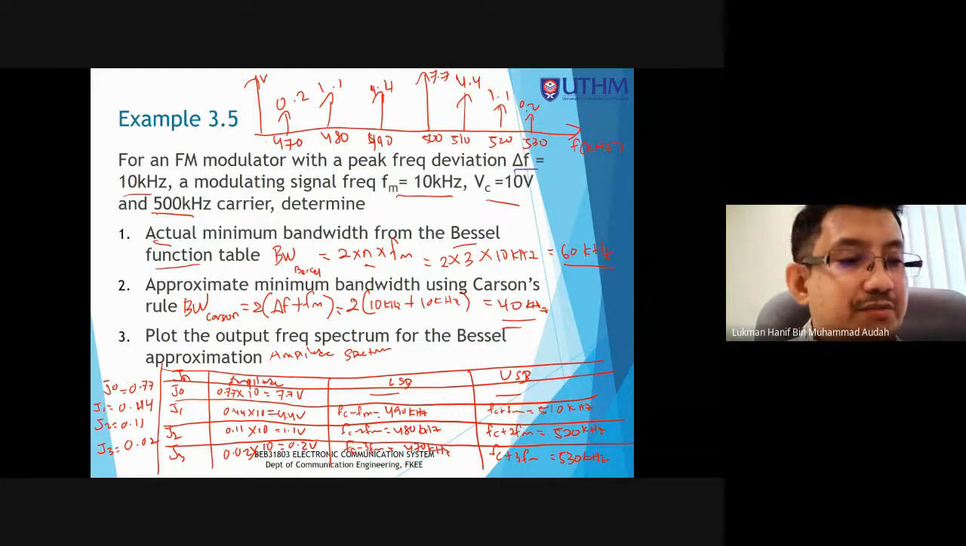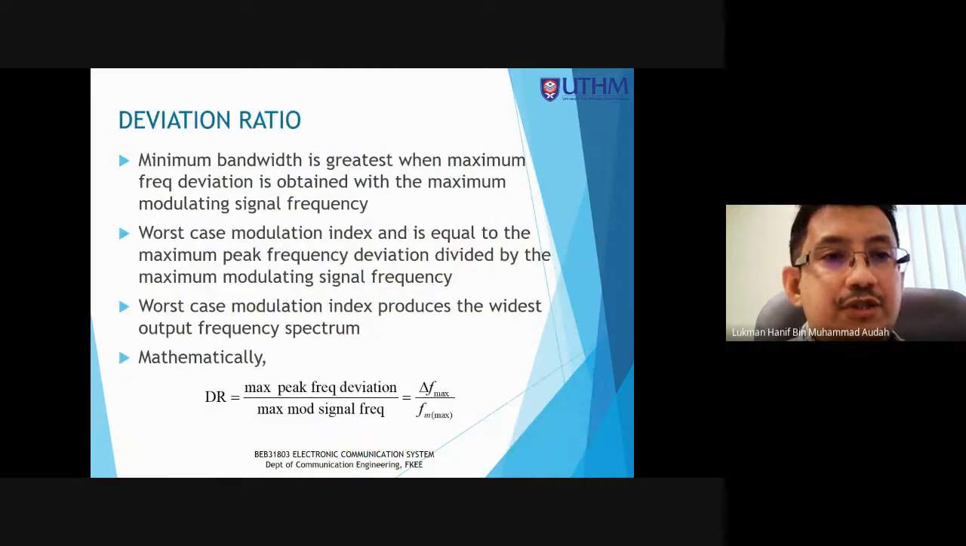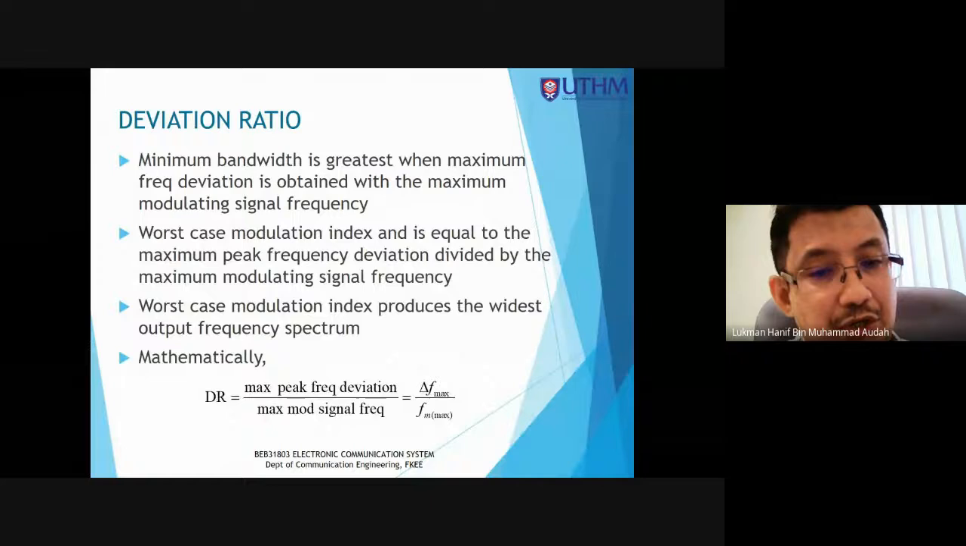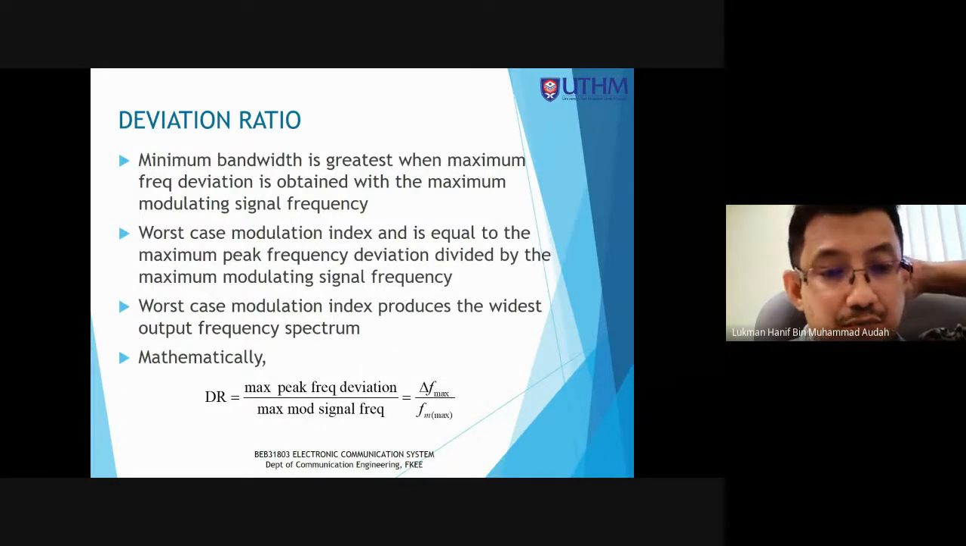Do you have questions about this? If you don't have questions, I will move to the next slide. Okay, saya akan pergi kepada slide berikutnya, iaitu berkenaan dengan deviation ratio.